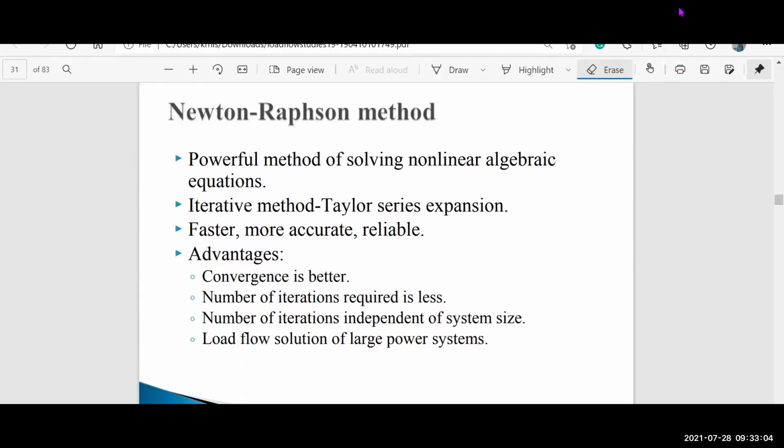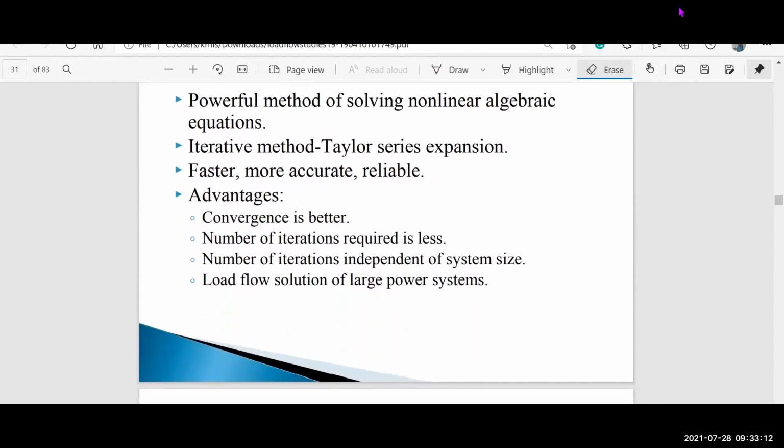The advantage is that convergence is better in comparison to Gauss-Seidel. The GS convergence rate is slow, while here the convergence is better. The number of iterations required is less. In Gauss-Seidel, the number of iterations required is more. In Gauss-Seidel the number of iterations depends on system size: the number of buses would be more, so more iterations would be there. But in this method, the number of iterations is independent of the size.